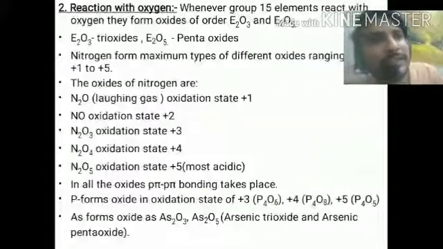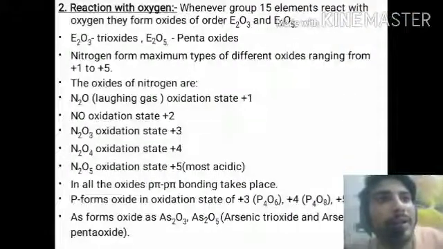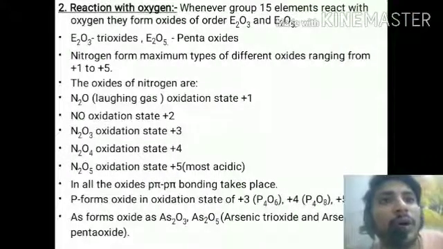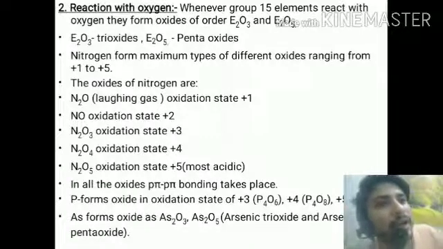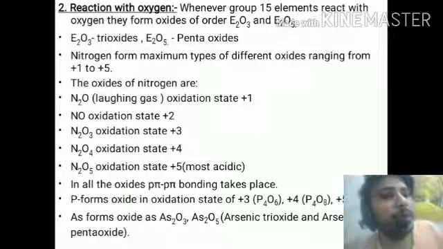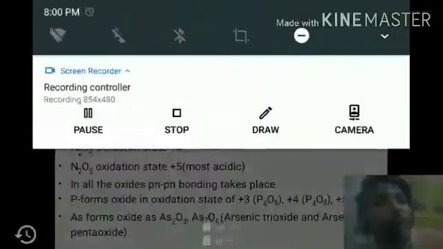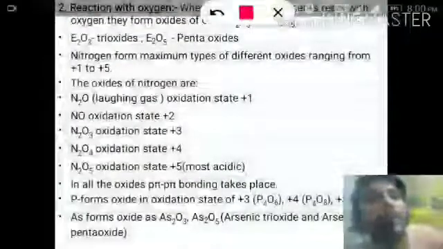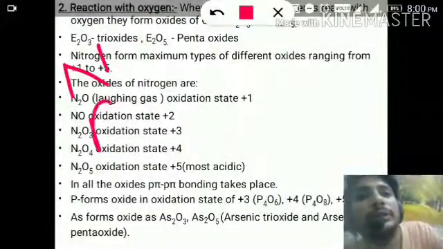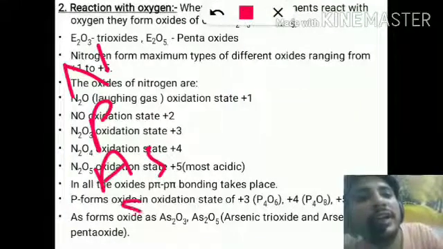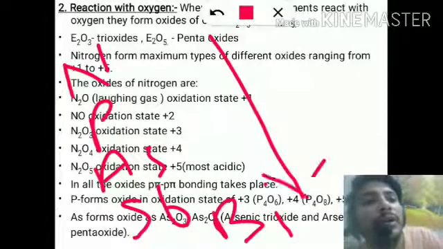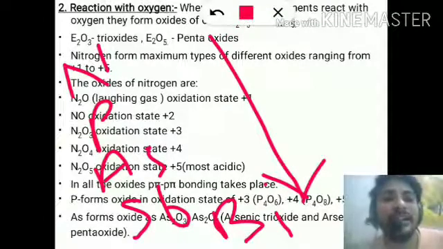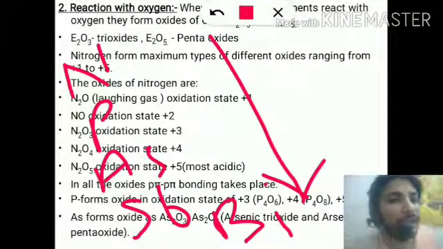Now, reaction with oxygen. Whenever a group 15 element reacts with oxygen, it forms a trioxide or a pentaoxide. The most important thing I would like to tell you, I forgot about it. When you move from top to bottom, nitrogen, phosphorus, arsenic, antimony and bismuth, the inert pair effect increases.